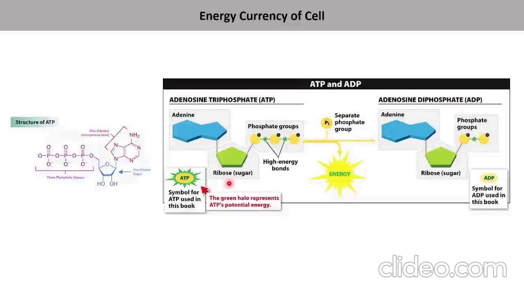The reason it is called currency. If we talk about the word currency, it is something that you spend to get something. So if a cell wants to get some work done, it will have to spend something. In this case, the cell has to spend some ATP to get some work done.